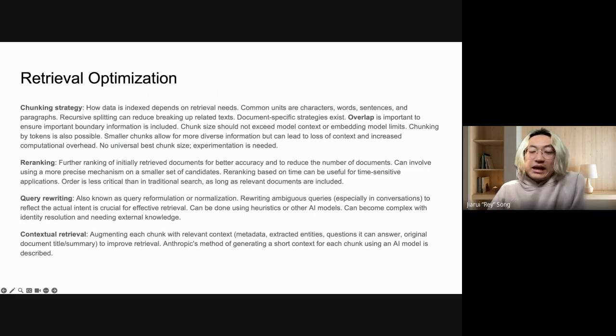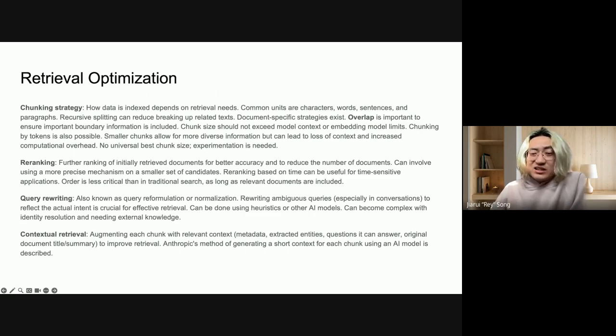We can also extract entities automatically from the chunks and add them as metadata. This allows for retrieval based on specific terms, even if the chunk itself is represented by an embedding. Another powerful technique is to augment each chunk with the questions it can answer. Anthropic has a particularly interesting approach. They use an AI model to generate a short, succinct context, around 50 to 100 tokens, that explains the chunk's relationship to the original document. This generated context is then prepended to the chunk for indexing.